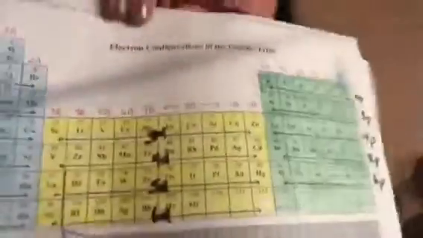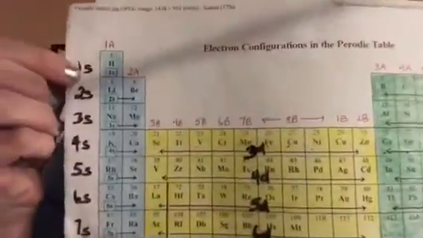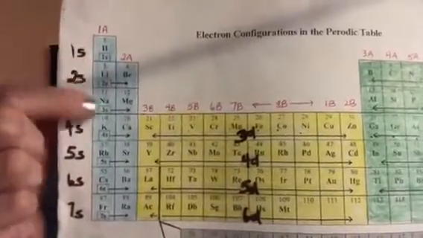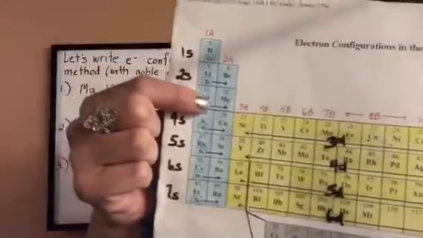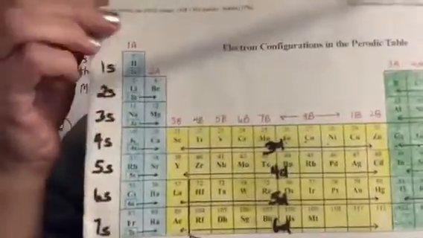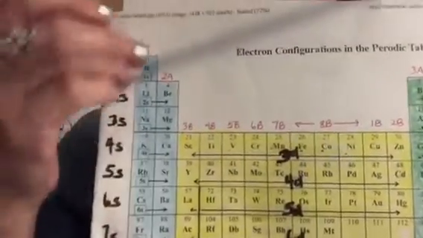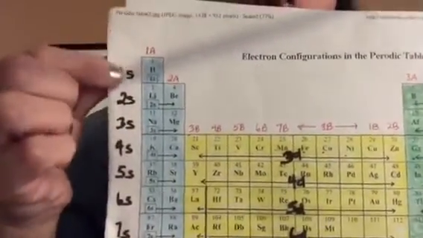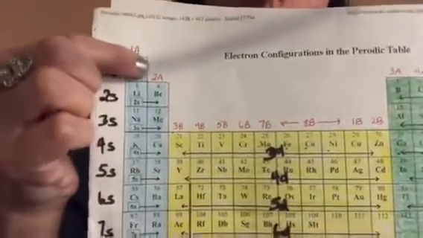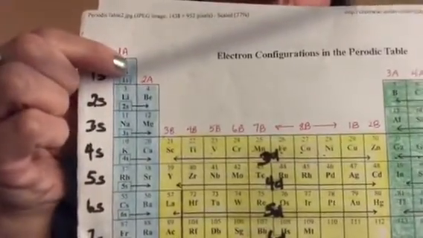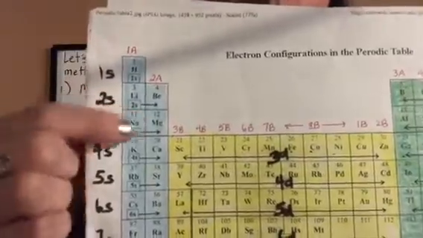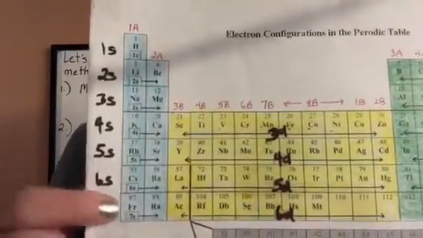Let me just note too that you see how I have written here 1s, 2s, 3s. It's written also in your textbook too. But this represents the principal energy level with each sublevel. So the first principal energy level, S sublevel, 2s, 3s, 4s, 5s, 6s, 7s.